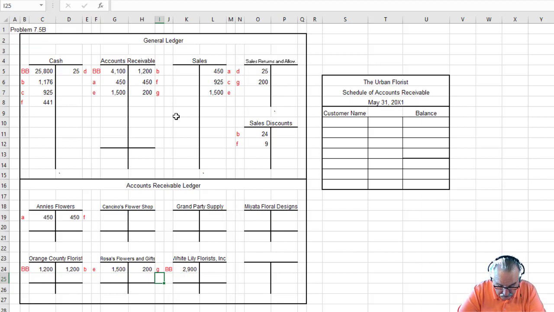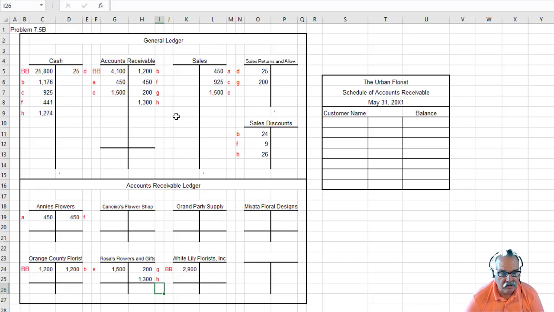Then Rosa paid. So we have a debit to sales discounts. This is transaction H for $26. We're going to debit cash for the amount of cash we received, which is $1,274, and we're going to credit accounts receivable for $1,300. That's the amount that Rosa owes us because she had a $1,500 sale and we gave her a $200 allowance, so her account now balances out.